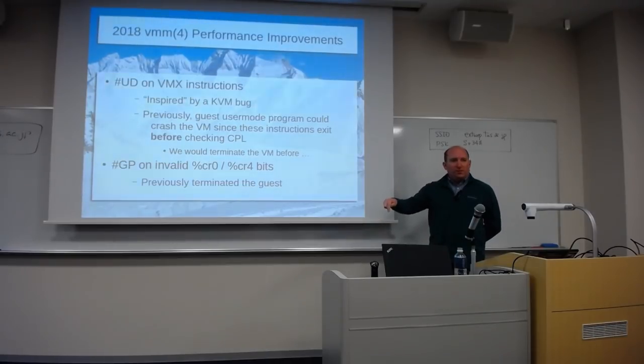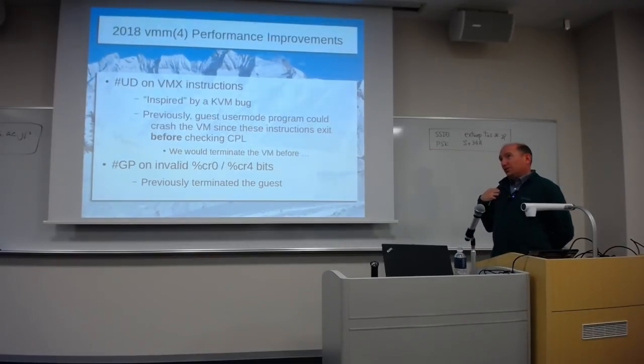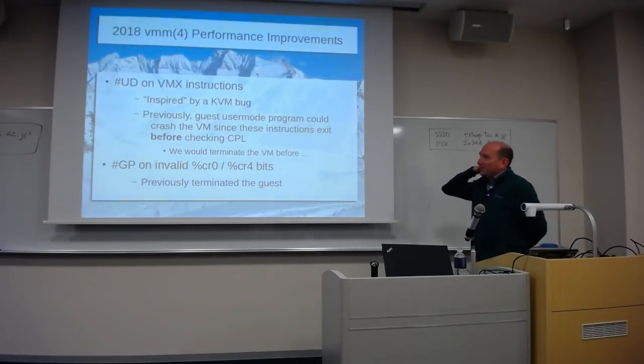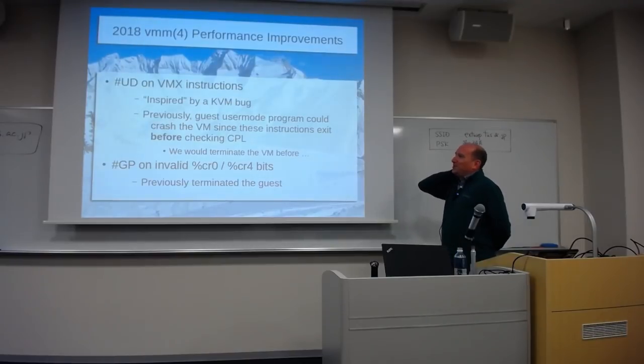checking the privilege level. So if you make a user mode program with one line of code in it that just simply has VM launch or VMX on or VMX off, what would end up happening is you would exit to the hypervisor, and if the hypervisor wasn't expecting that instruction, like we weren't at the time, we would just terminate the VM. So what this simply meant is that a guest user could terminate their own VM from user mode. So that was not good. And that was actually inspired by a KVM bug. So KVM also had the same issue.